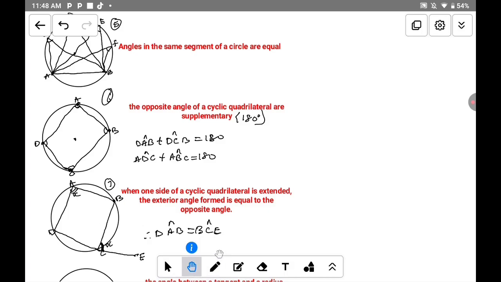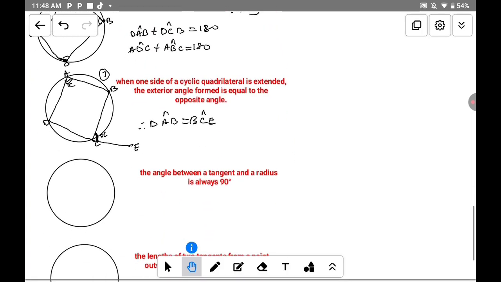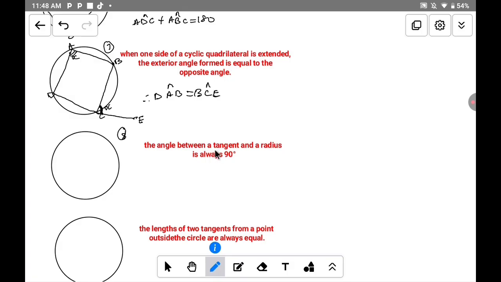So let's move on. You will understand this when I treat more examples on it. Let's study more theorems. Theorem 8 says that the angle between a tangent and a radius is always equal to 90 degrees. So this is the center of a circle.